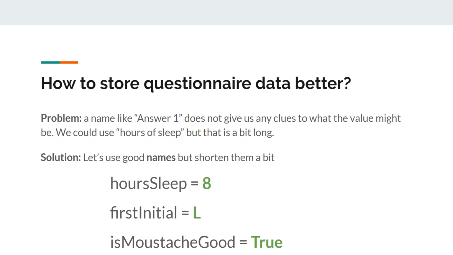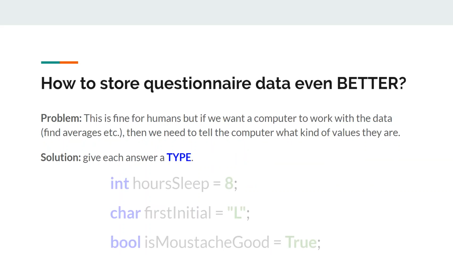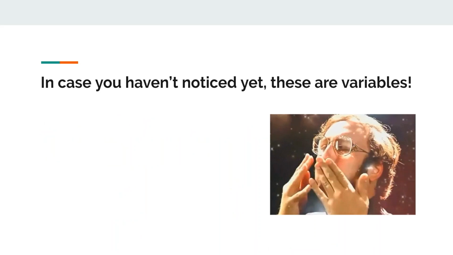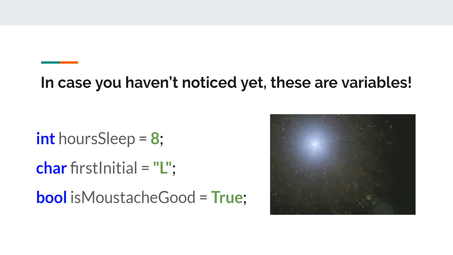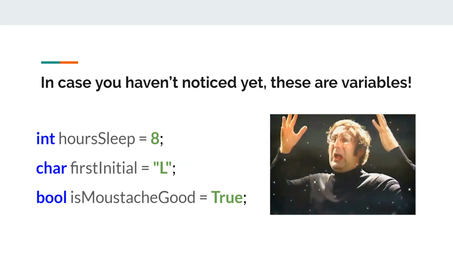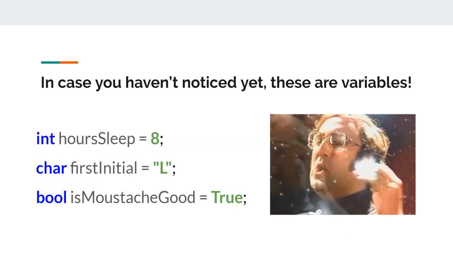However, this still is missing one thing. The problem is that this would be fine for humans, but for a computer, it needs to know what type of variable. So what we could do is we take the same thing and we add in front of it a keyword indicating the type of variable that it is. Int, char, and bool in this case. What the heck are those things? Well, in case you haven't noticed yet, these are variables. And this is exactly what a variable would look like in C++. Pause for that exploding mind to just really sink in.